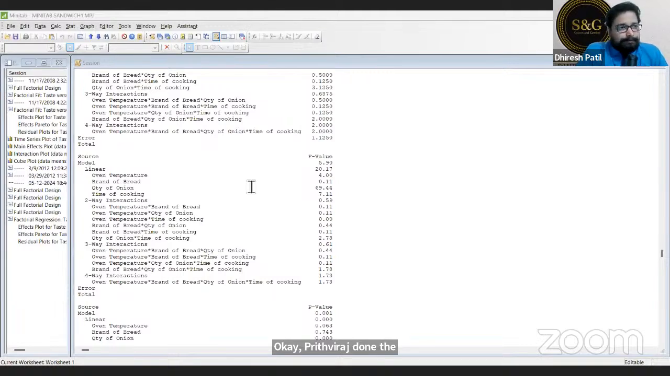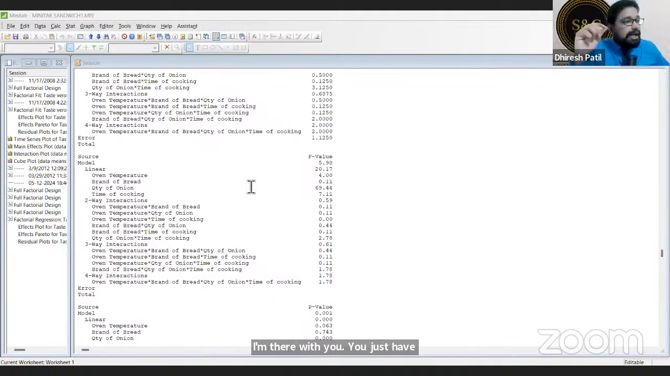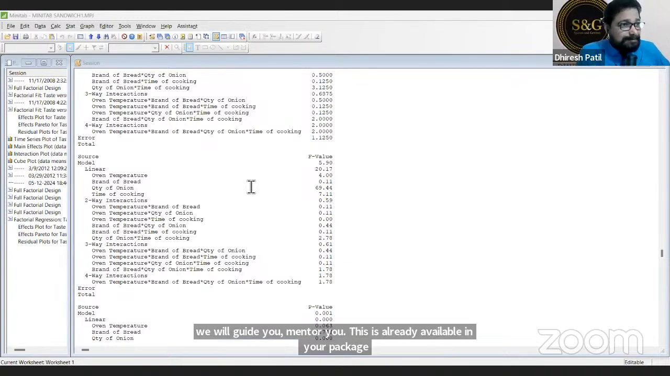So the point I'm driving is just explore the ways. Now we have the knowledge, we have the templates ready, we have the backup ready. We have the mentors with us. I'm there with you. Wherever you get stuck, you just have to send the message, and we will cover everything. We will guide you and mentor you. This is already available in your package, you don't have to pay extra for this.